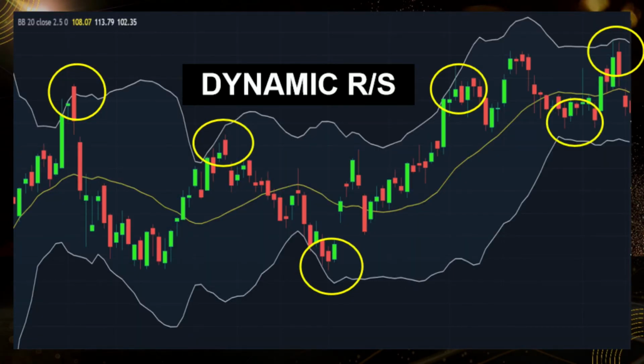In a sideways market, when there isn't a clear trend on the chart, Bollinger Bands provide very good support and resistance, as most traders believe that there's a high chance of price staying within Bollinger Bands.